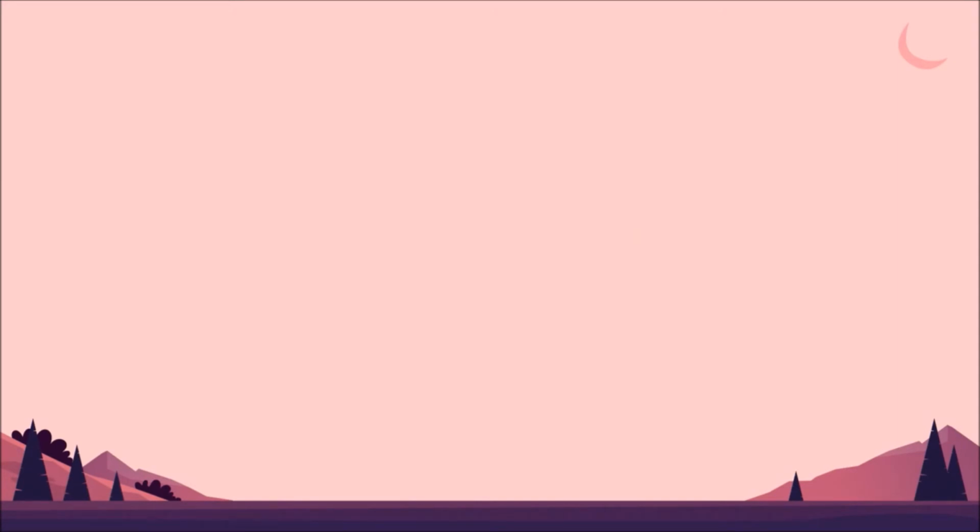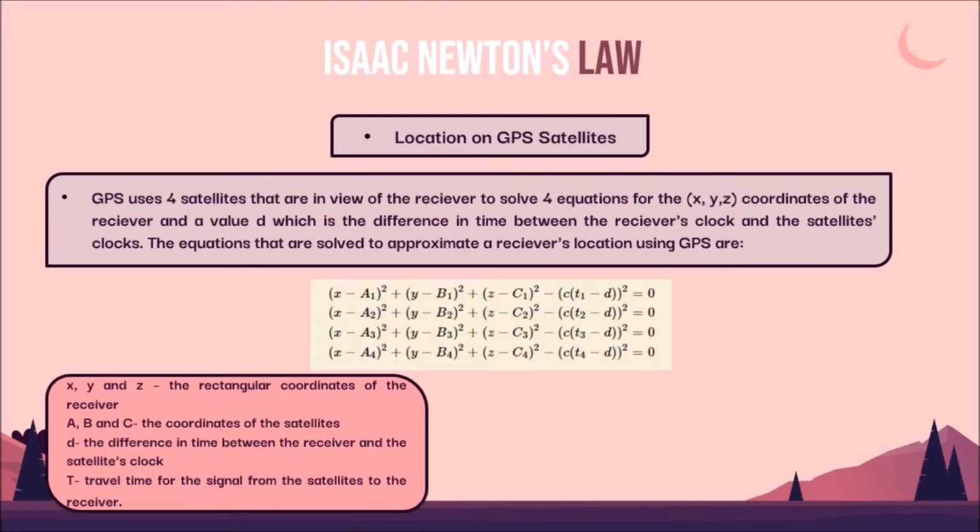Firstly, the indetermination of GPS location according to Newton's law. GPS uses 4 satellites that are in view of the receiver to solve 4 equations for the x, y, z coordinates of the receiver and a D value, which is the difference in time between the receiver's clock and the satellite's clocks. The equations that are solved to approximate a receiver location using GPS are such as below, which is a simple equation with just a few factors that need to be considered.